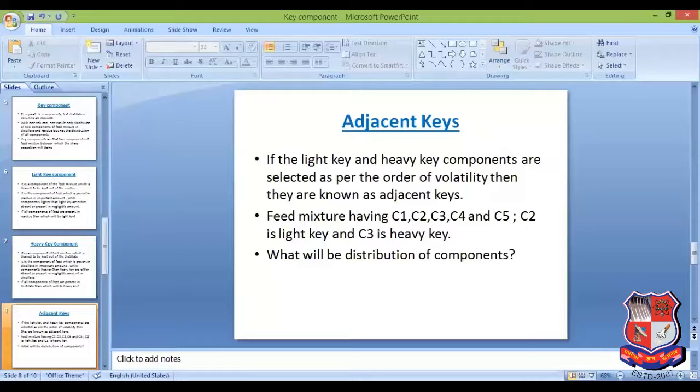So C2, C3, C4 and C5 will be there in the residue. Now if you look at it, C2 and C3 are the components which will be there in significant amount in both distillate and residue, right? The other components are either in distillate or in residue, right?